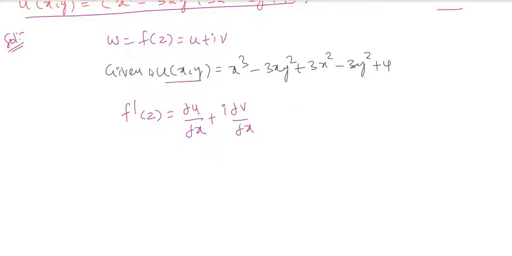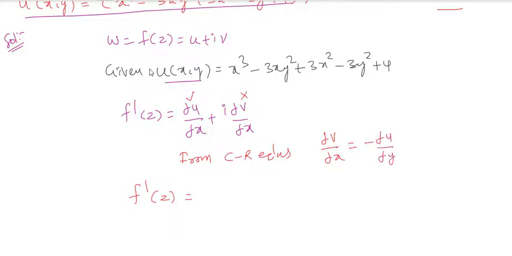So u is given, hence I can tell the value of u, but I cannot directly use this. So from the CR equations, f dash z is equivalent to what? I can replace ∂v/∂x as minus ∂u/∂y. So from the CR equations I can replace this one. If I replace that, what I will get here is ∂u/∂x minus i into ∂u/∂y.